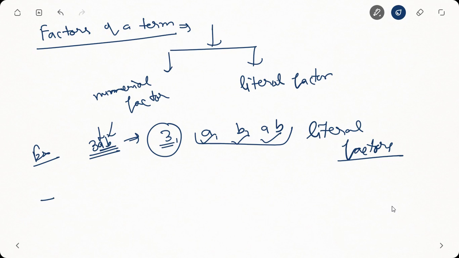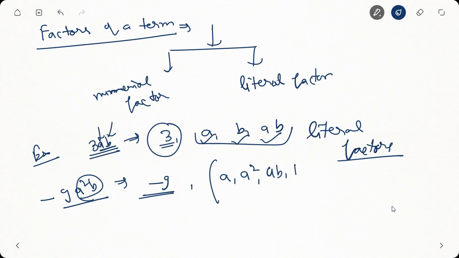Correct. So let's take another example. Minus 9a square b. Find the factors of this term. So the numerical factor is minus 9 and the literal factors are what? We can break a square b into how many terms, right? So a is one, a square can be another one, ab can be another one, b can be another one, correct? Or a square b. So these are all the literal factors, and this is your numerical factor of a term.